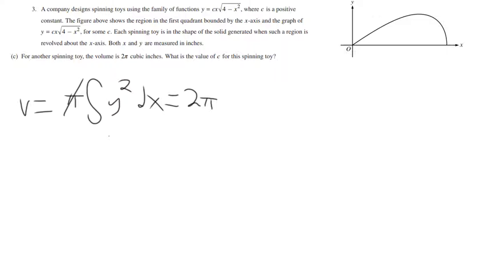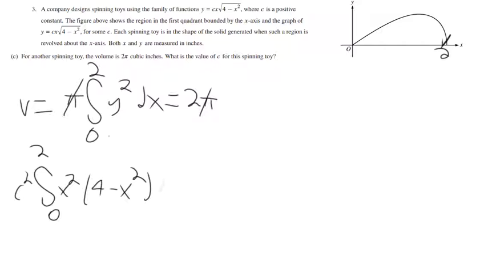So let's go ahead and firstly divide pi on both sides. And now let's plug in our y function, which is this right here. Again, this point right here is at 2, so this integral is going from 0 to 2. Here's our y function. We just have to square each part. So we square the c, we get c squared. That's a constant multiple. I'm going to take that to the outside. And then we have x. We're going to square that. We square the square root, we just get the inside, which is 4 minus x squared. And we need this to equal 2.